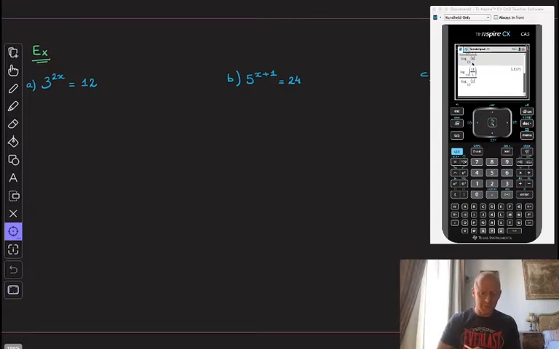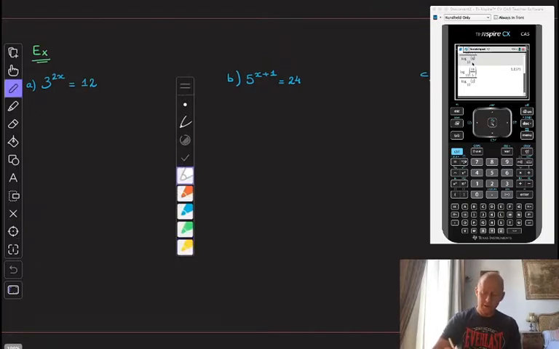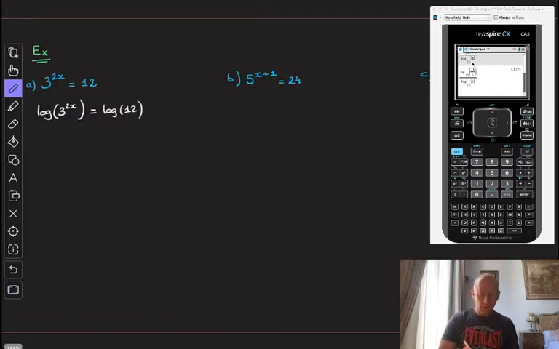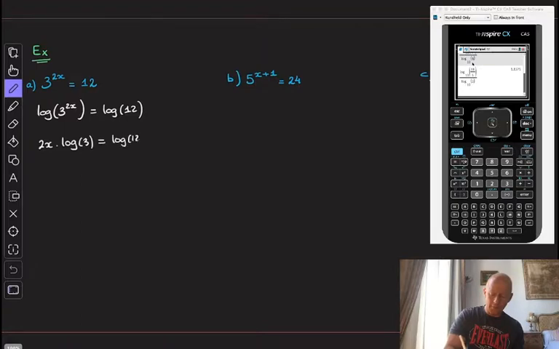The first thing we're going to do here is apply logarithms to both sides of this equation. So I'll say log of 3 raised to the power of 2x has to be equal to log, base 10 of course, of 12. Now I can take this power of 2x outside of the logarithm, and it turns into 2x times log of 3 equals log of 12.